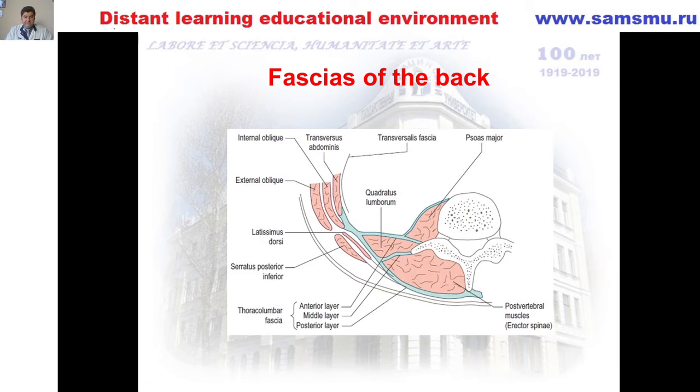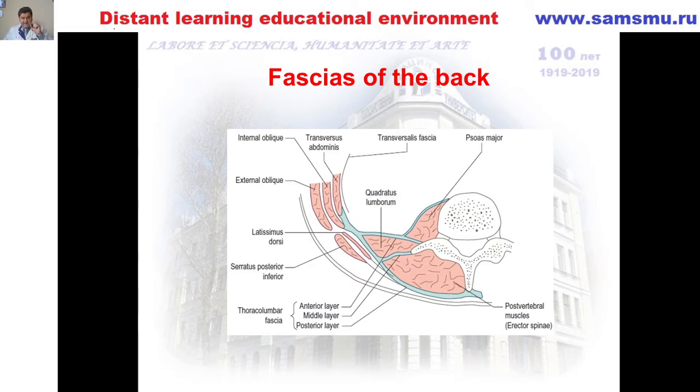You may see this fascia on this picture. Fascia thoracolumbalis, it's in Latin. And two layers are distinguished in it, the superficial or posterior layer and the deep or anterior layer. You may see these layers too. The superficial layer stretches from the pelvis to the head.